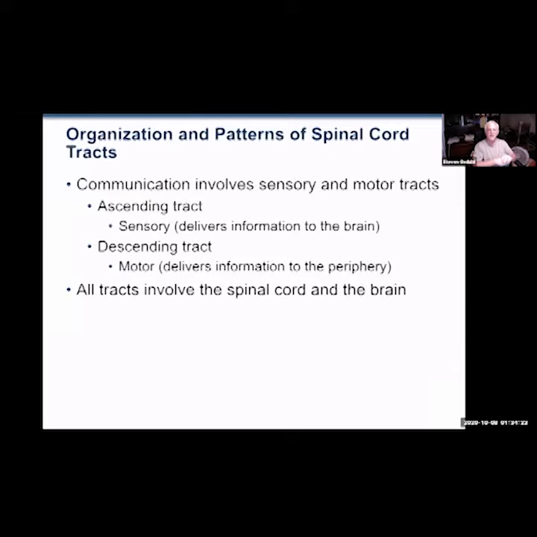Okay, you have ascending tracts and descending tracts. Ascending tracts are sensory. They bring information into the brain. Descending tracts are motor. They deliver information to the periphery, cause glands to contract, cause muscles to contract, to move the body, etc. So all tracts involve the spinal cord and the brain. They all go through the spinal cord to get to the brain.